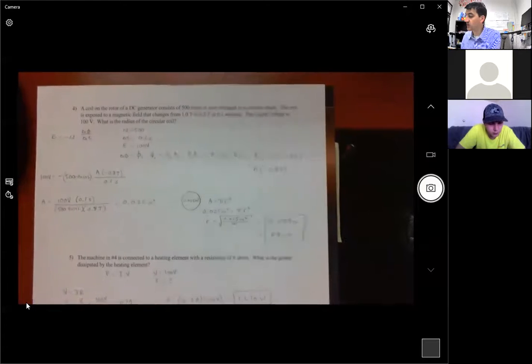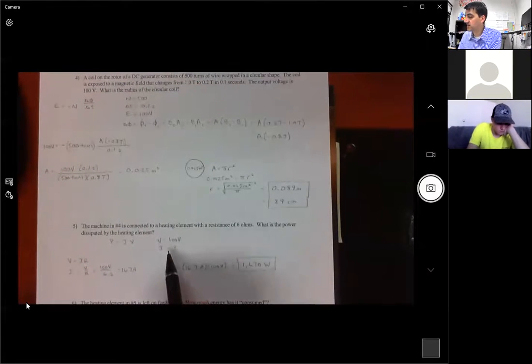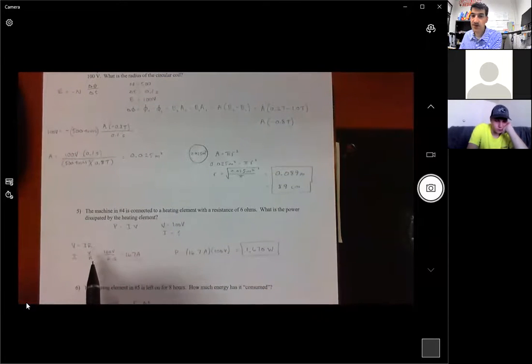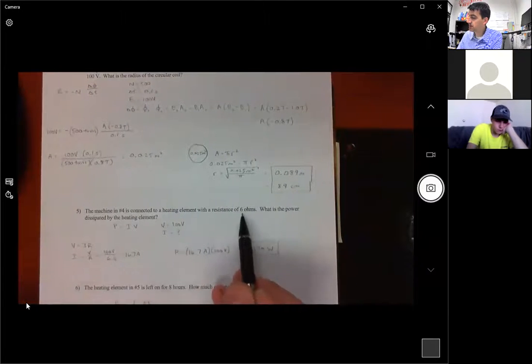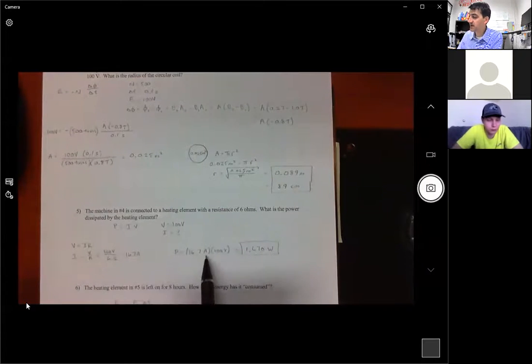But what's the current? We don't know what the current is, but we can solve for it because we can use Ohm's law. V equals IR, or solving for I, the current, I equals V divided by R. Plug in your voltage, plug in your resistance from the problem, and you get 16.7 amps. So now I can plug into the power equation, plug in for I, plug in for V, and you get 1,670 watts or 1.67 kilowatts, either one.